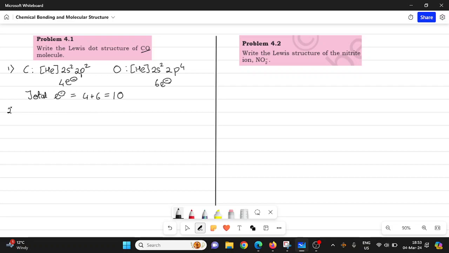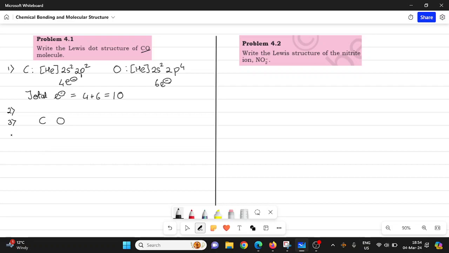The second step is to figure out the central atom. When you have to pick the central atom, that's going to be the one which has the lower electronegativity. But in this case, you have only 2 atoms, right? So we can directly jump to the next step, which is figuring out the skeletal structure. Because it has only 2 atoms, it's going to be C and O. This is the skeletal structure of our molecule.